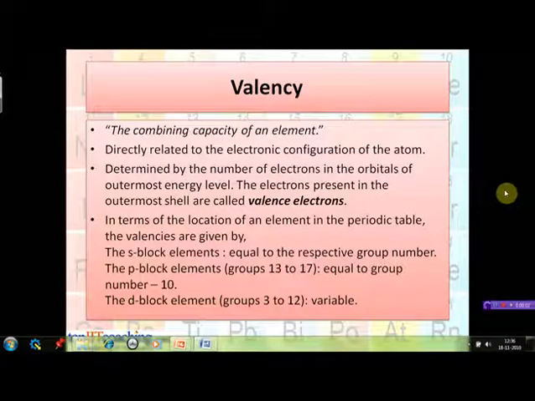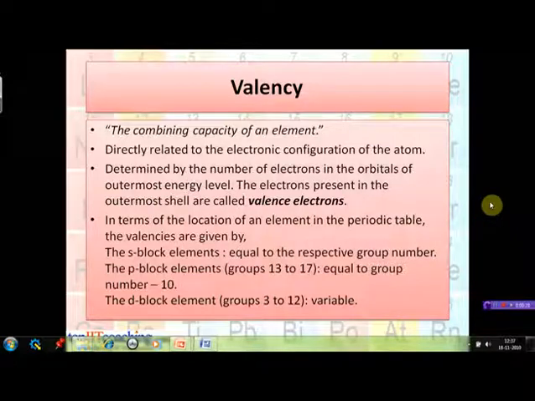Next property is valency. The combining capacity of an element is known as its valency. It is directly related to the electronic configuration of the atom. The number of electrons in the outermost orbital of the atom determines its valency. Therefore, the electrons present in the outermost shell are known as valence electrons.